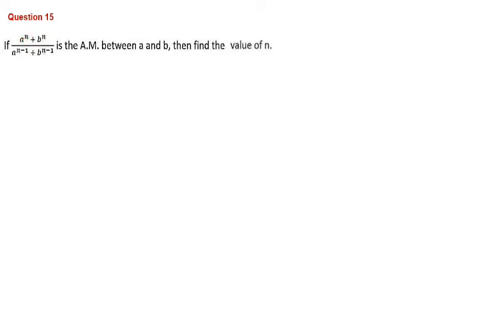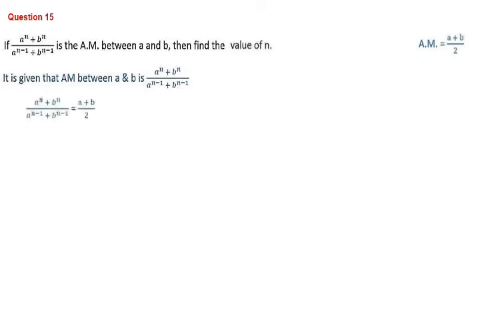So we know that the arithmetic mean between two numbers is (a plus b) divided by 2. That is the arithmetic mean formula. If a and b are two given numbers and you want to find the arithmetic mean, it is a plus b divided by 2. Here also a and b are the two numbers given, and the arithmetic mean is given to us, this one, (a power n plus b power n) by (a power n minus 1 plus b power n minus 1). That means this will be equal to (a plus b) by 2. Both are arithmetic means only.